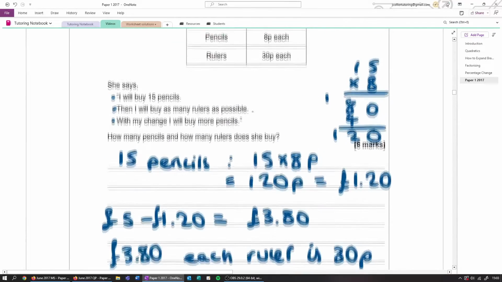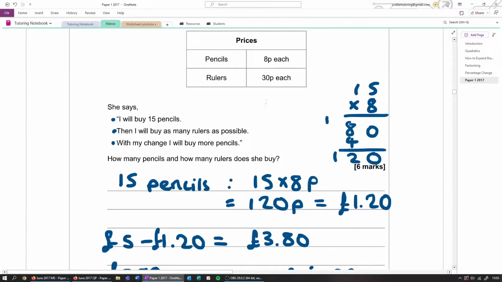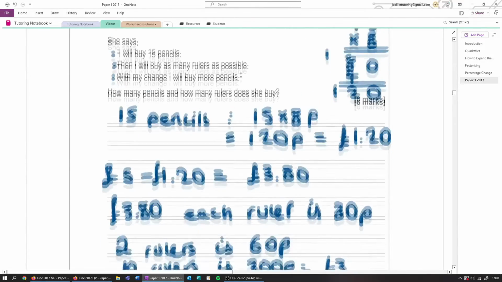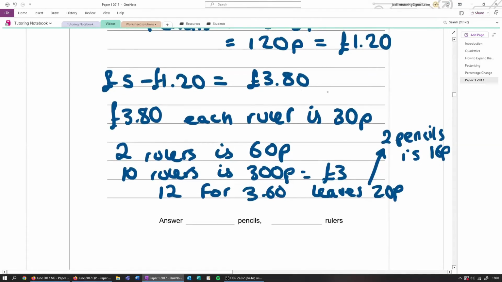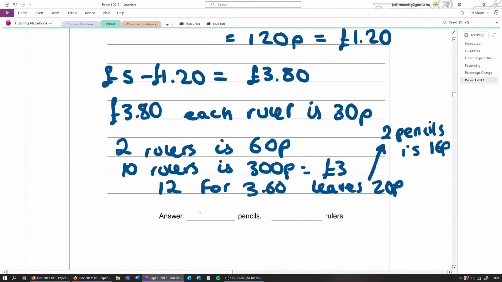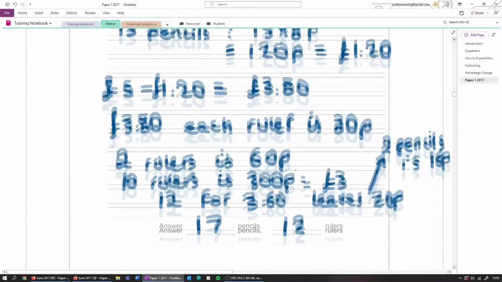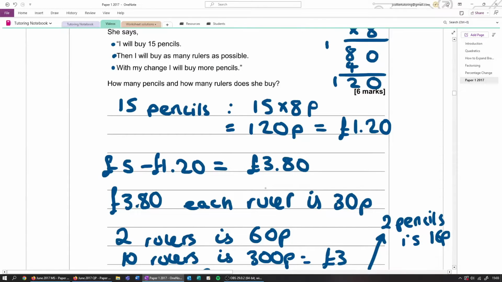And they say that they're going to buy more pencils with the 20p, and each pencil is 8p. So just carry on here. We have 2 pencils is 16p, and then we only have 4p change, and that's not enough to buy another. So the total amount of pencils was the 15 at the beginning plus the 2 with the change, 17 pencils, and we had 12 rulers, and that should be it. That is 6 marks.